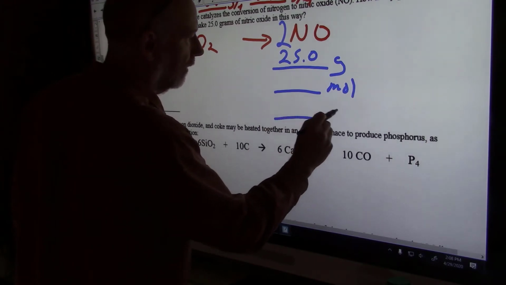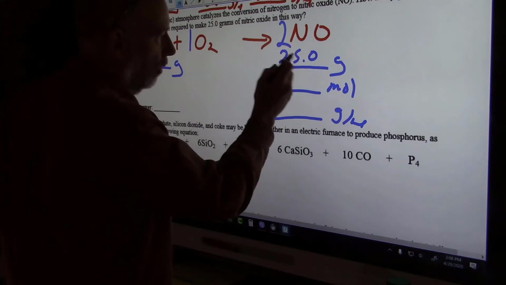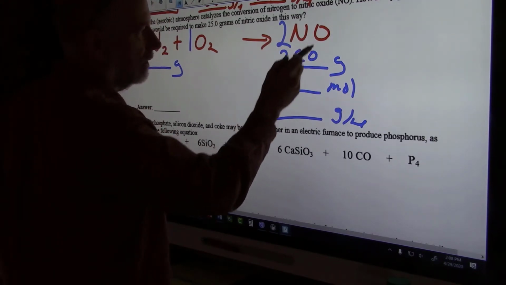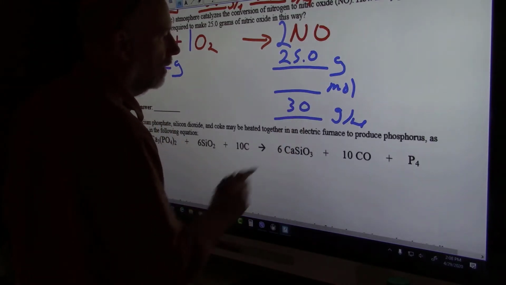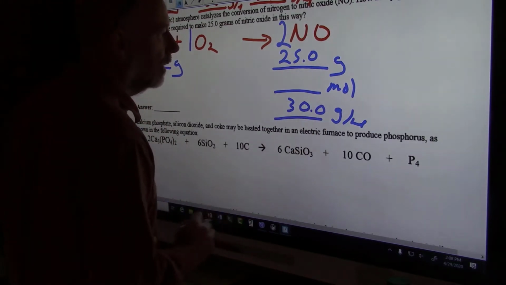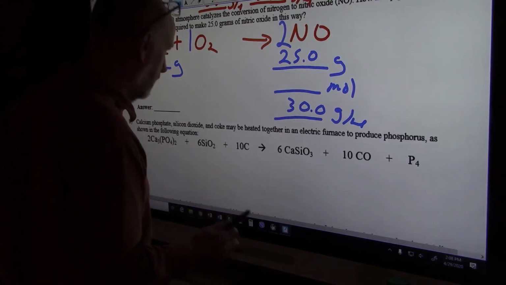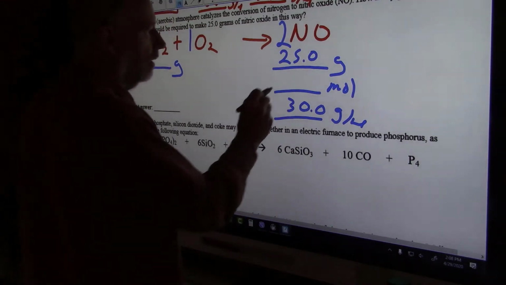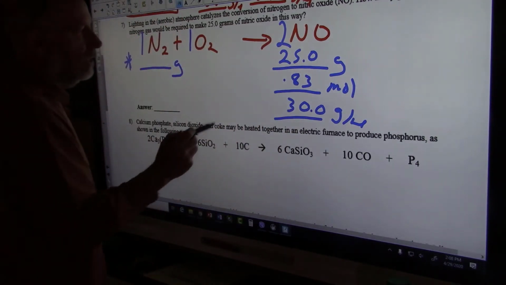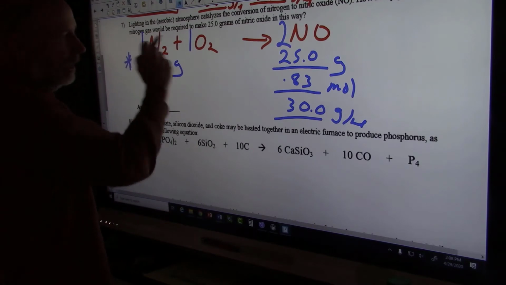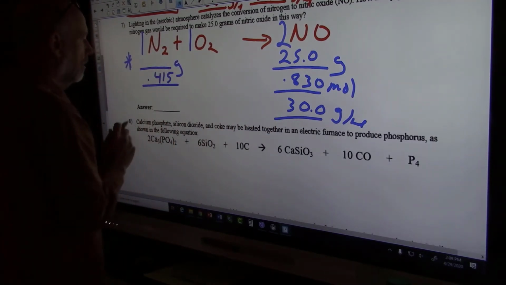And we need the molar mass, grams per mole. All right. NO, don't use the 2. 14 plus 16 is 30. 30 grams per mole. I need 3 sig figs. Moles equals grams divided by molar mass. 25 divided by 30 is 0.83. 0.83 moles. It's a 2 to 1 mole to mole ratio. 2 is to 1, half as much, as 0.83 is to 0.415 moles.